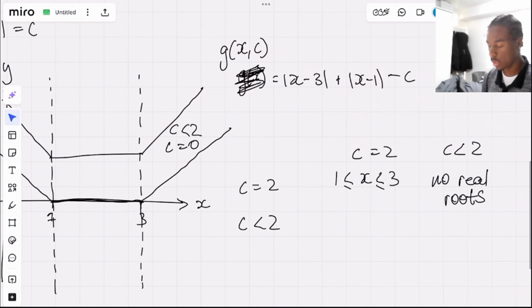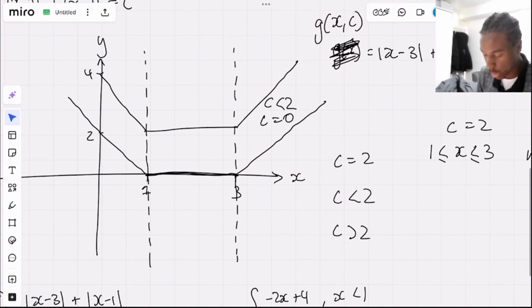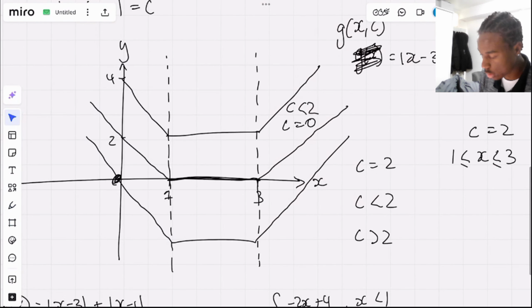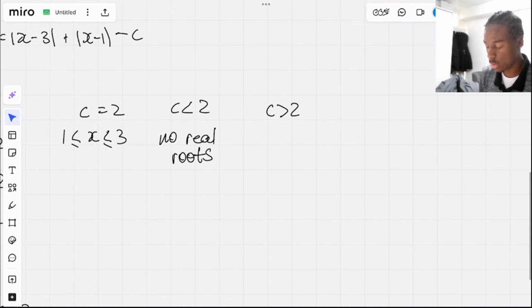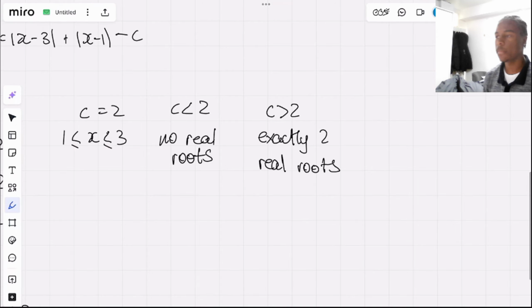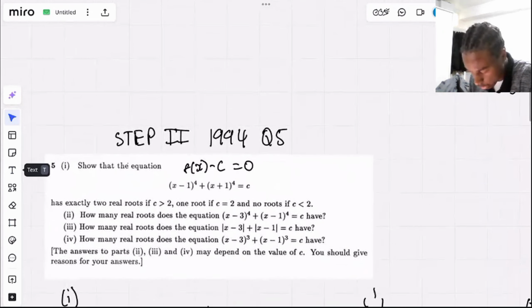And then the last case is for c greater than 2. Well, for c greater than 2, our graph is going to be shifted downwards. Okay, so we're going to have something like this. And we can clearly see that it has 1, 2 real roots for c greater than 2. Exactly 2 real roots by our sketch. Okay, nice. So let's move on to the final part.